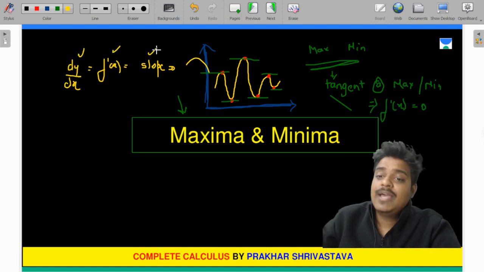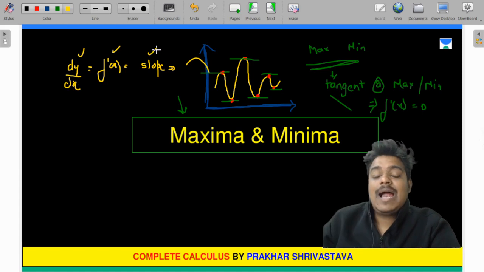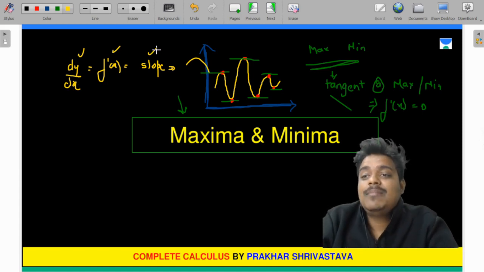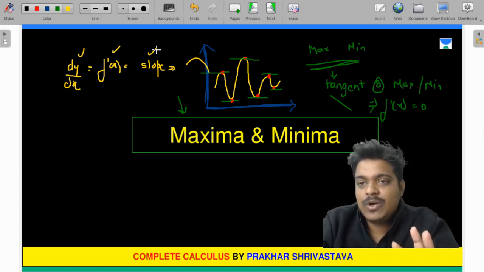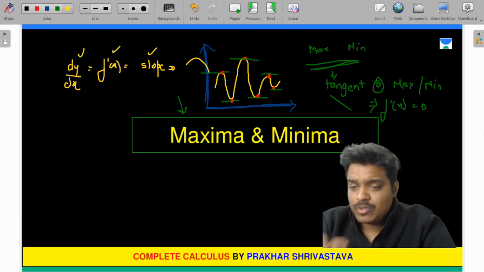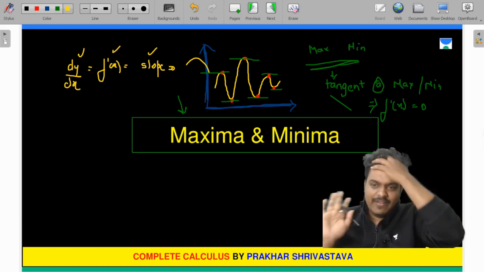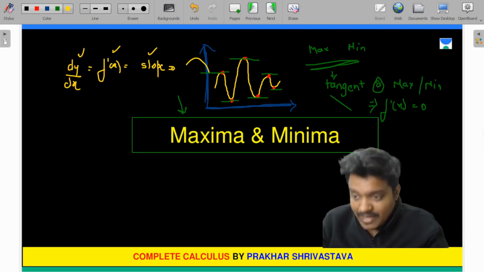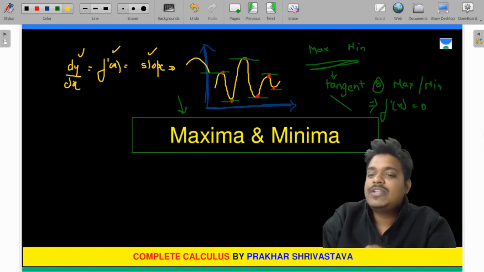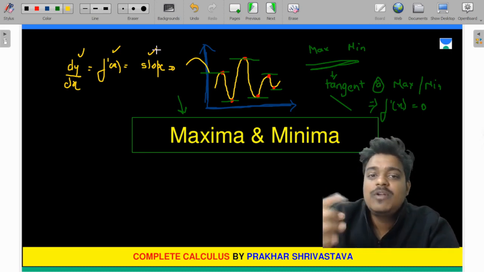So one thing that is common at every maxima and every minima is that f dash x is equal to 0. That I clearly understood. It is very logical and you have explained it very well. But now, sir, how to differentiate whether it is a maxima or a minima?